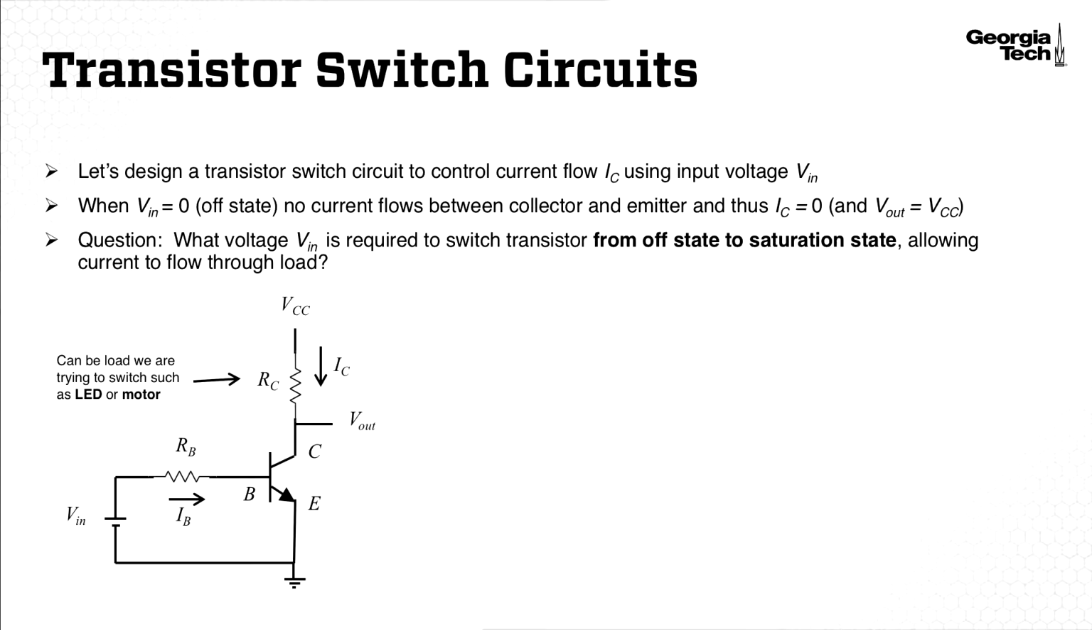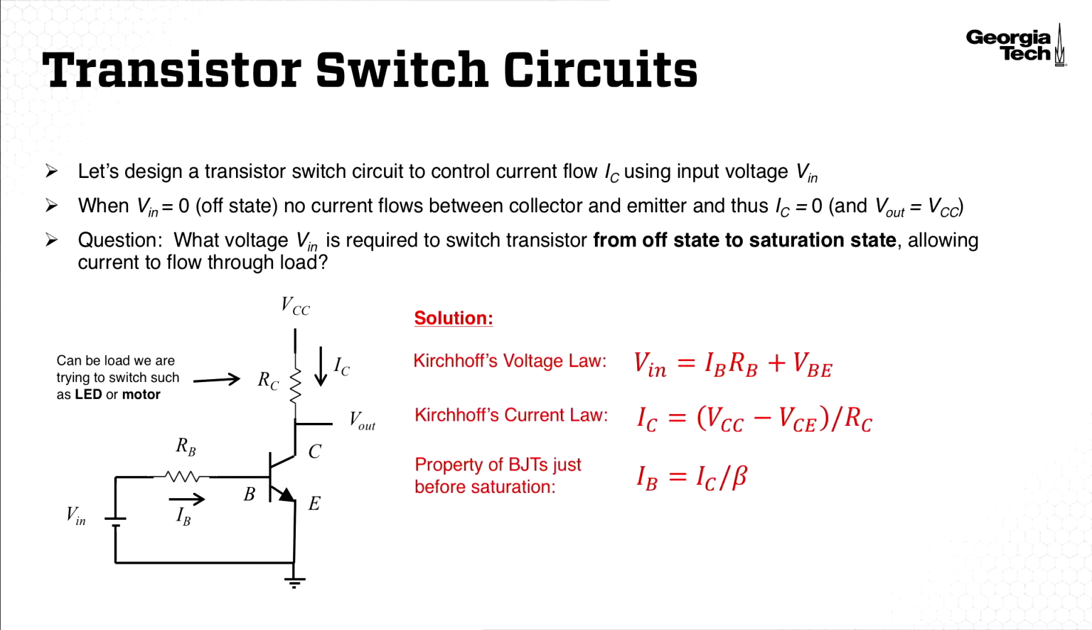Now the question arises, what voltage Vin do we need to place this BJT in saturation? So to switch the transistor from off to saturation and allow current to flow through our load, what voltage Vin is required? And we should note that typically for mechatronics applications for these switching circuits, we usually want to operate either in the off state to turn our load off or the saturation state to turn our motor or our LED on, and we don't usually operate in the linear state.